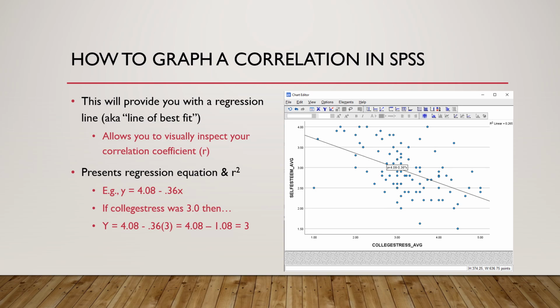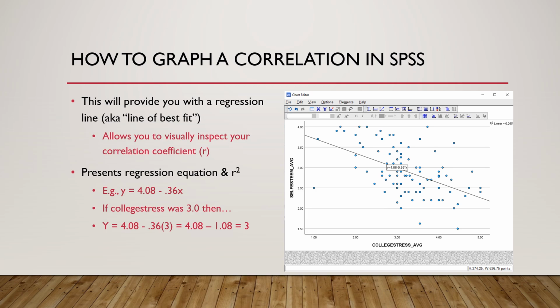So if I knew somebody's college stress score, some new participant, and they had a 3.0 on college stress, then I could plug them into my equation with 4.08 minus 0.36 times 3, which is the same as 4.08 minus 1.08, which equals 3. So a college stress score of 3 should be predictive of a self-esteem score of 3.